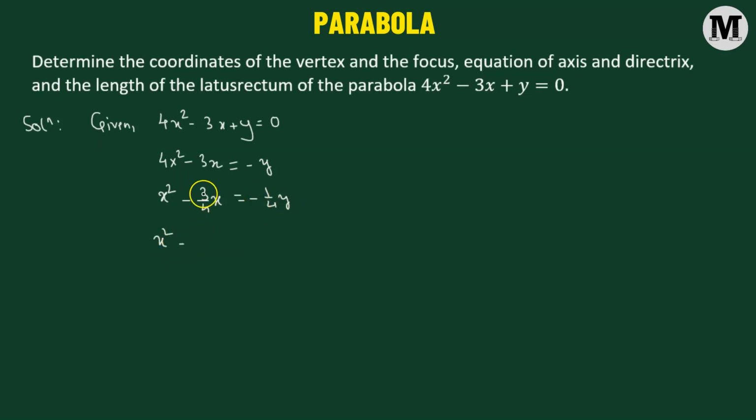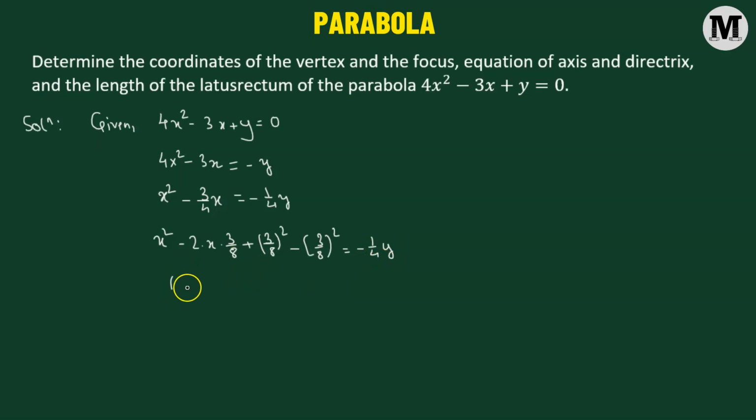Now x squared minus, so the second term can be expressed as 2 times x times 3 over 8. So this number 3 over 8 is the hint that we need to add the square of the number, so 3 over 8 whole squared, but this is an extra term that we are adding, so we need to subtract it as well. So we have 3 over 8 whole squared subtracted. This will be equals to negative 1 over 4 times y.